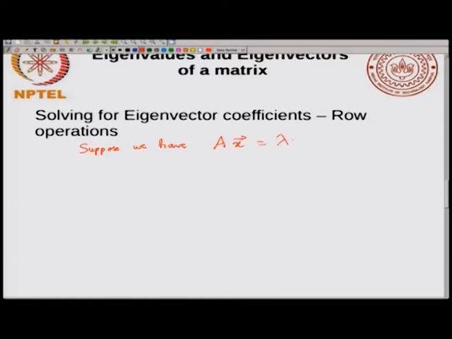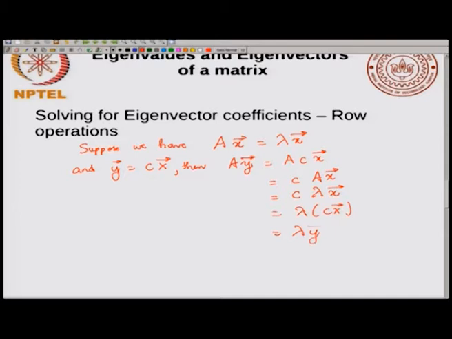Ax equal to lambda x, and y equal to c times x, so y is a constant times x. Then Ay is equal to A times cx. Now c is just a scalar, so you can take it to the left of the matrix, and I can write this as c times Ax, and Ax is nothing but lambda x. So I can write this as c times lambda x, or lambda times cx, or lambda times y. So this implies that Ay equals lambda y.